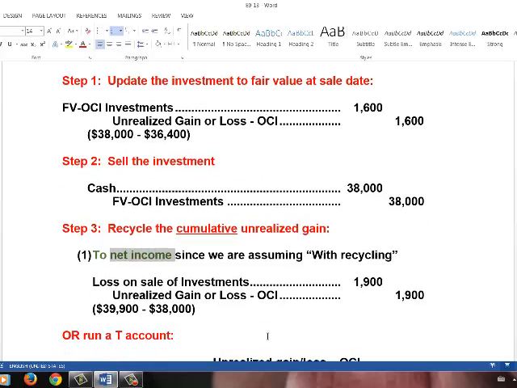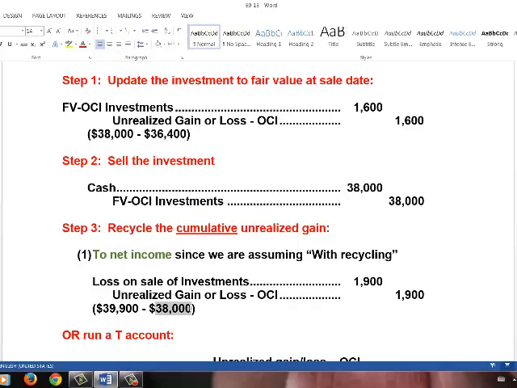So I now know that I have a net loss to recycle through on the sale of Fahad. How do I know that? Well, first of all, I know that I sold it for $38,000, and I know that my original cost was $39,900. So I already know that I've got a loss on it because I paid $39,900 for it, and I sold it for $38,000. So that's my cumulative unrealized amount, right?